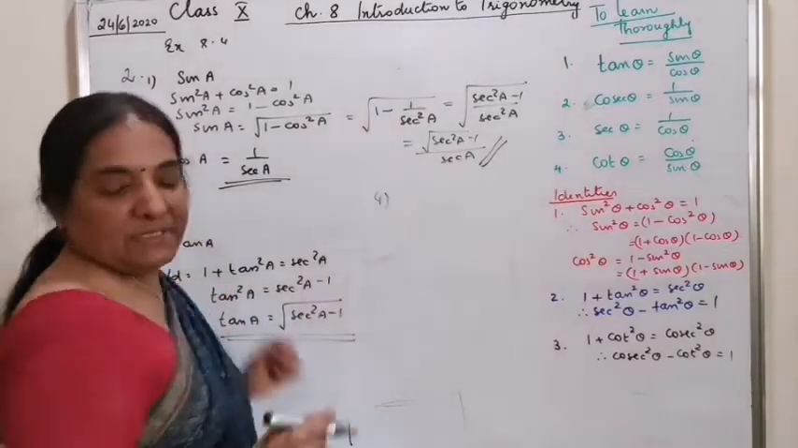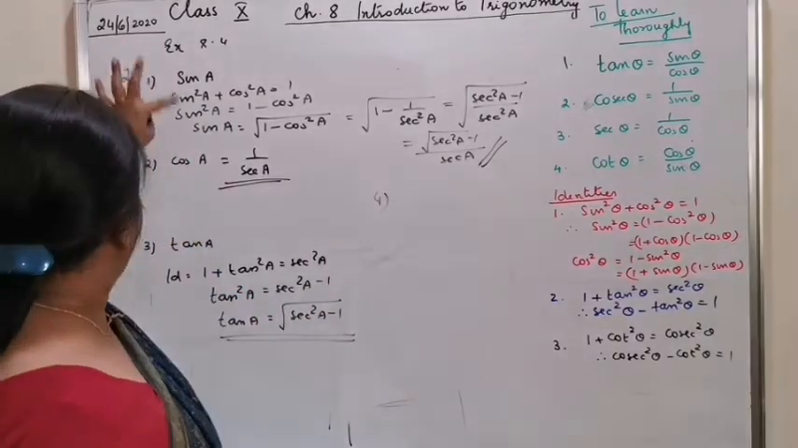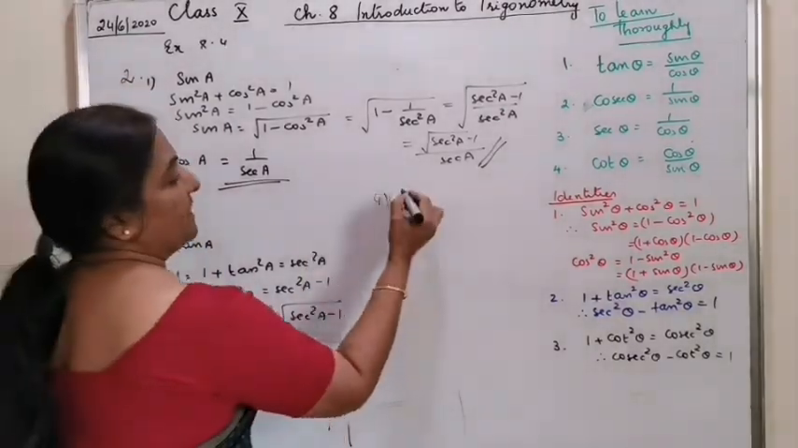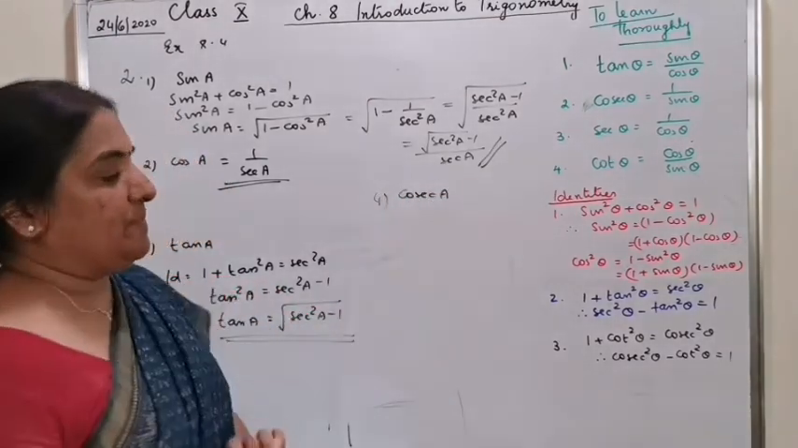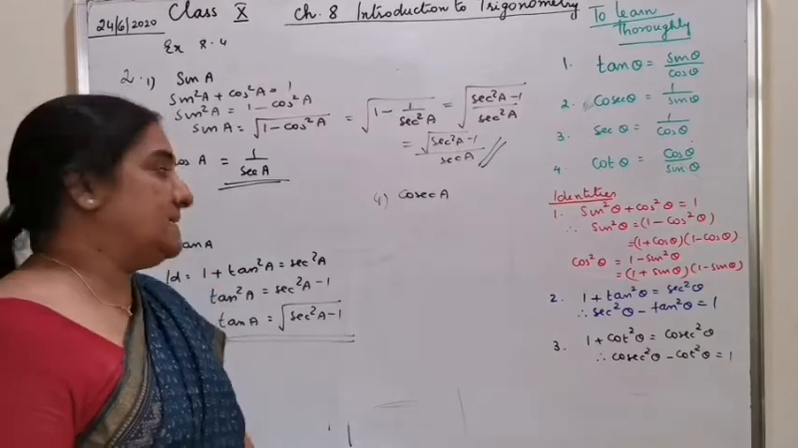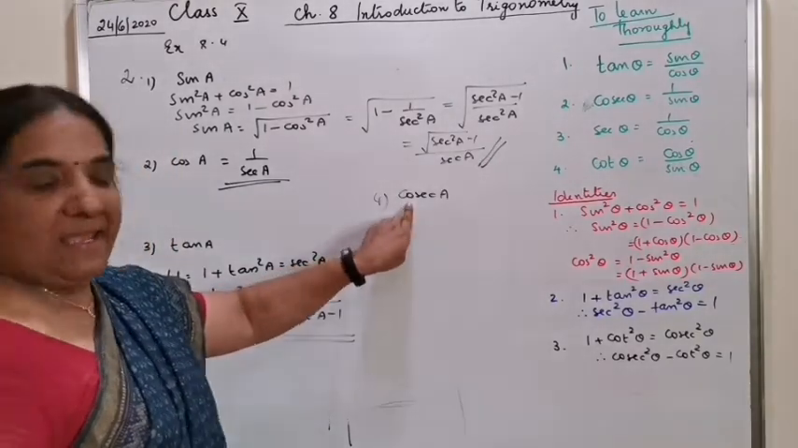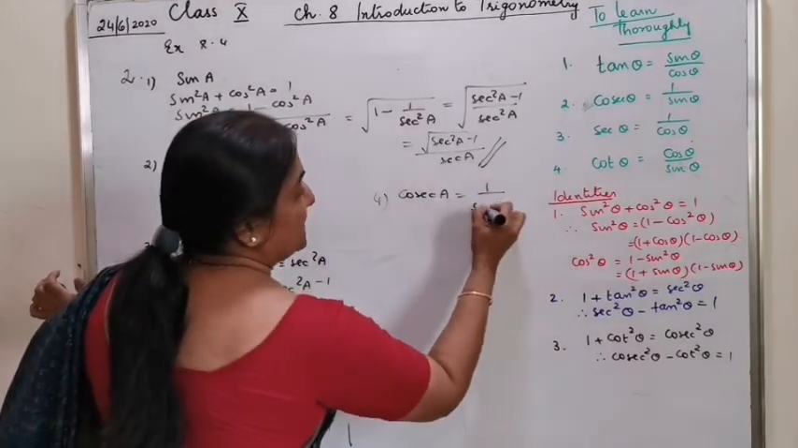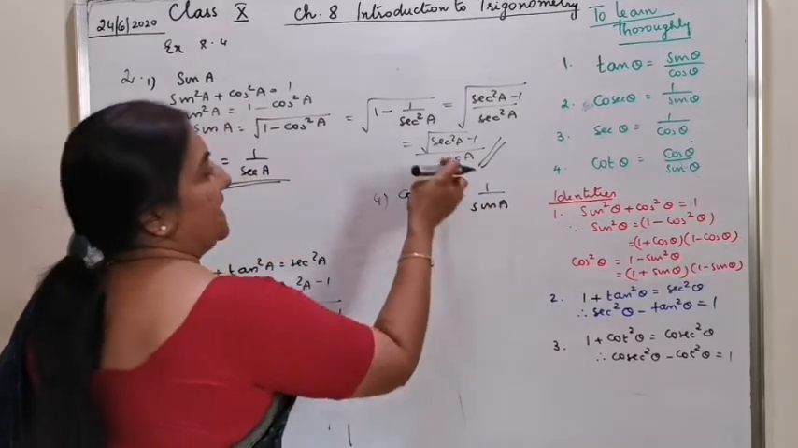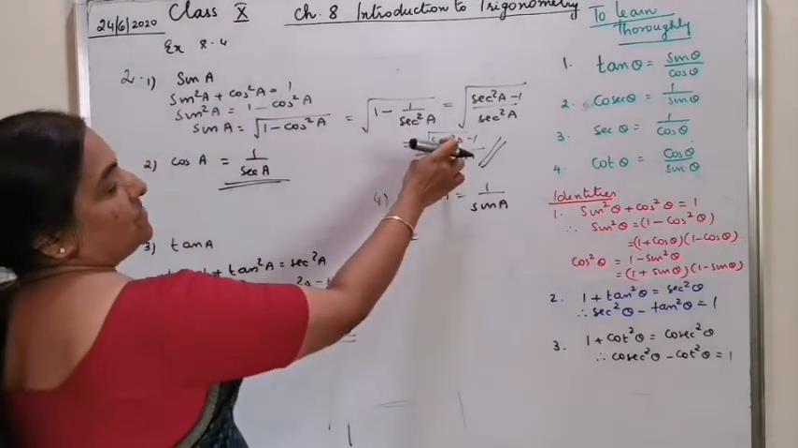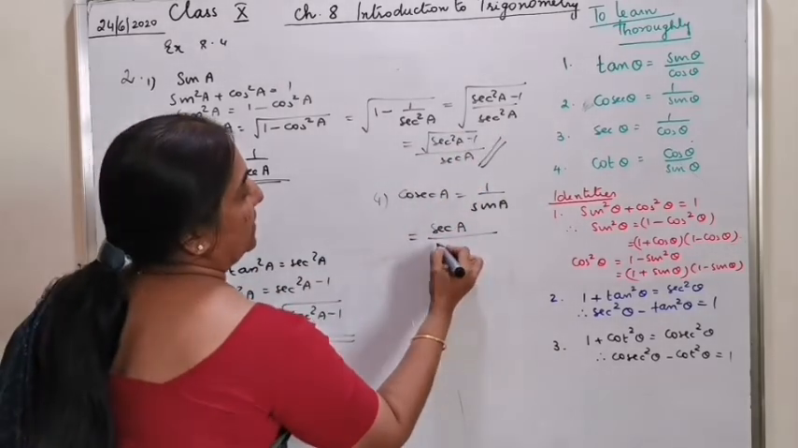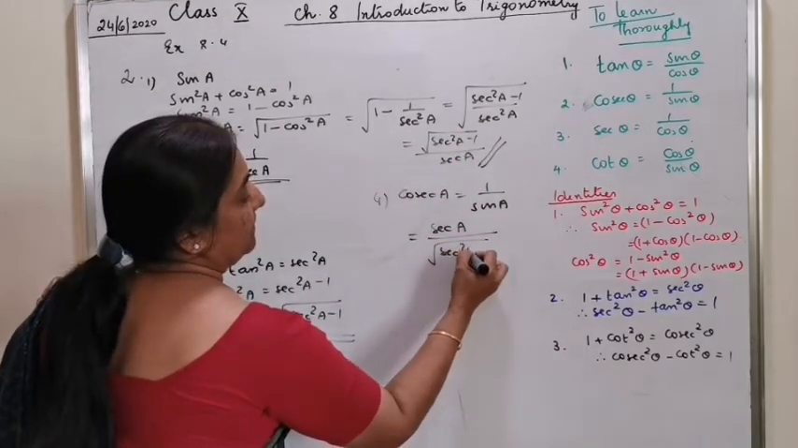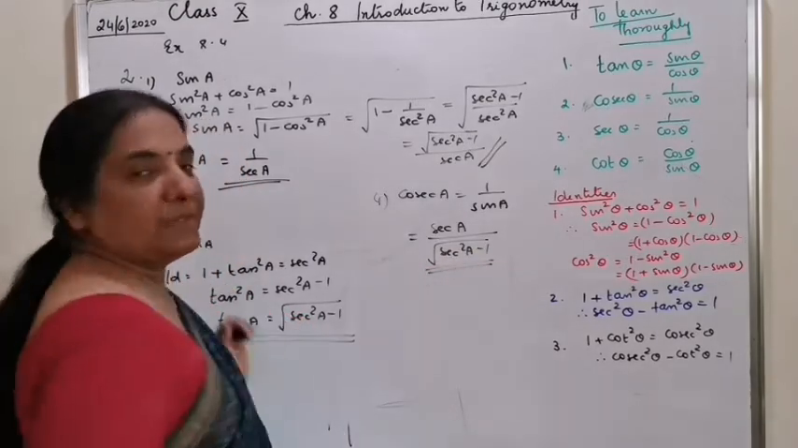Moving on to the subdivision 4. Now, the next is cosec A. Cosec A has to be expressed in terms of sec A. Cosec A is the reciprocal of sin A, that is 1 by sin A. Sin A already you have expressed as square root of sec square A minus 1 by sec A. It will be the reciprocal here also.